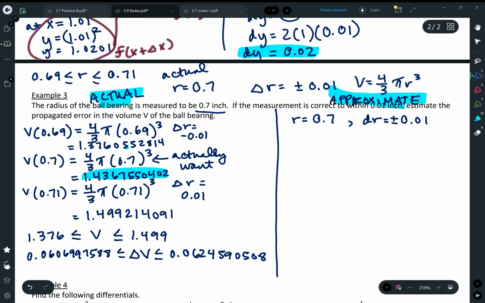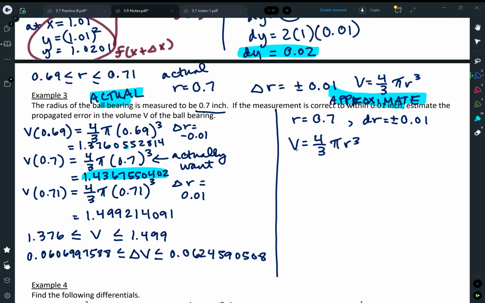So to do our approximation, what we do is we just say, hey, dr and dV are really close to delta r and delta V. So instead of doing all of this mess and all these decimals over here, because math people don't like decimals, let's go ahead and take our volume formula and just take a derivative. And we're going to isolate dV. So when I take a derivative of V with respect to r, I have dV/dr. And then when I multiply my 3 in front, 3 times 4/3 is kind of awesome. I get 4 pi r squared.